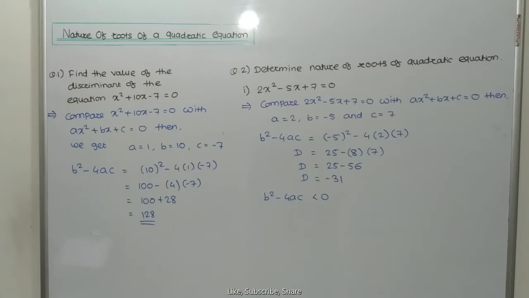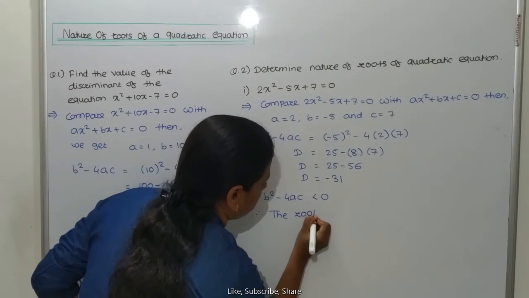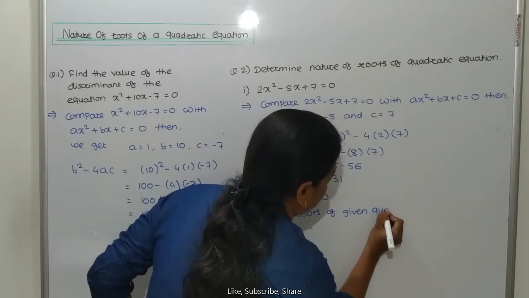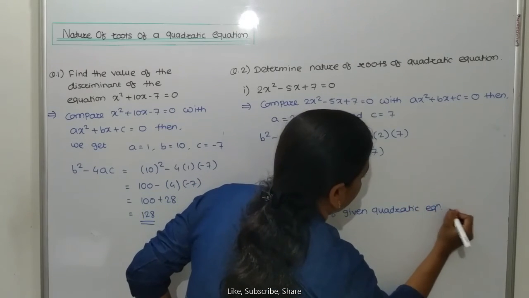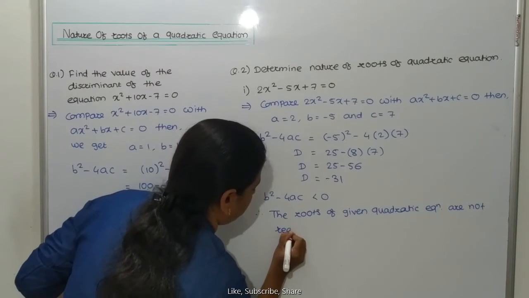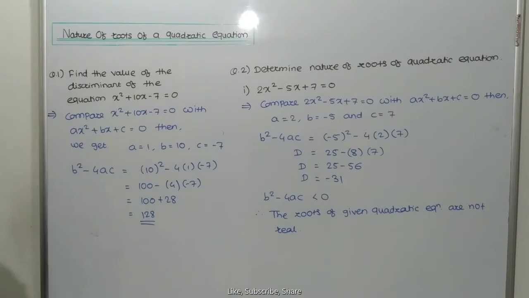If b square minus 4ac is less than 0, then what happens? The roots of the given equation are not real. Therefore, the roots of the given quadratic equation are not real. Why? Because this minus 31 is less than 0. Clear? So now next we have to solve the next example.